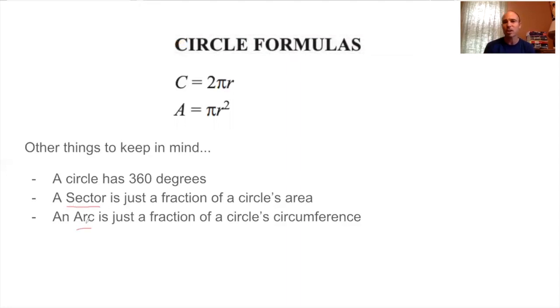Now, things I want you to keep in mind here is, first of all, a circle has 360 degrees, right? All the way around the circle is 360 degrees, right? And if you remember, the sector is just a fraction of the circle's area, and an arc is just a fraction of the circle's circumference, right? These problems can actually be very, very easy for you because the fraction is always going to be over 360 degrees.